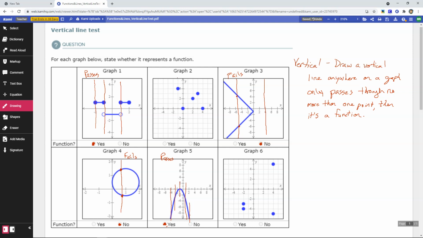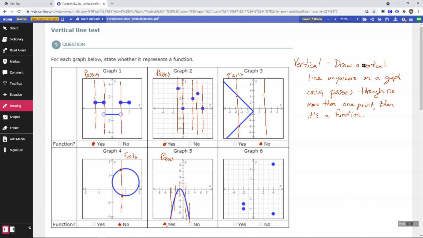Graph 2, if we draw a vertical line here, it only goes through one point. If we draw a vertical line here, it only goes through one point. Here, 1 point, 1 point, 1 point. So this one also passes the vertical line test, so it is a function.